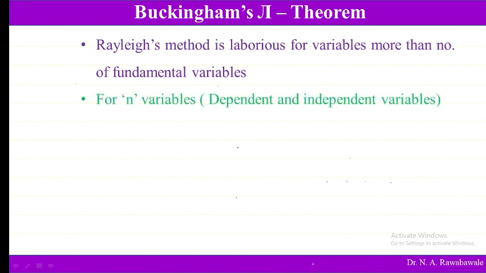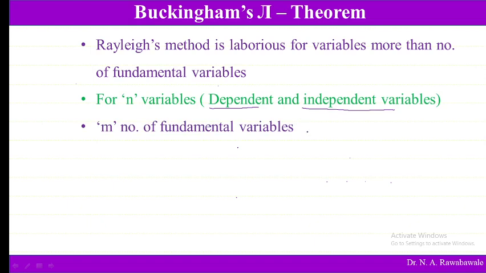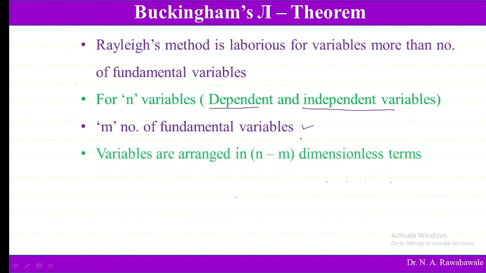Now let us assume that there are n variables including dependent and independent variables. So there may be one dependent variable and n minus 1 independent variables. When we have n variables and m fundamental dimensions, then we can arrange these variables into n minus m dimensionless terms. Out of this, n minus m dimensionless parameters or terms can be defined, and these dimensionless terms are called pi terms.